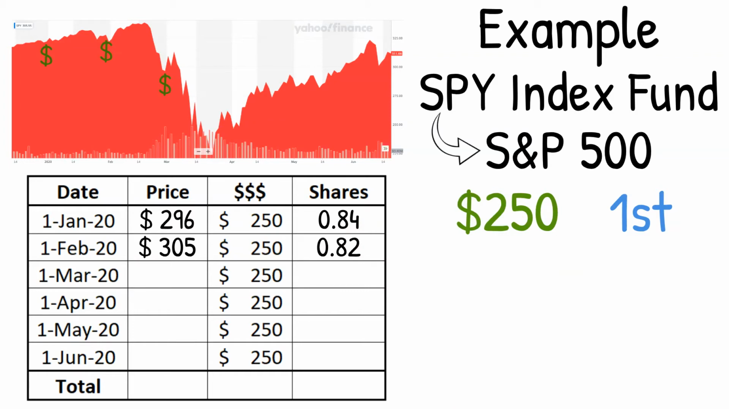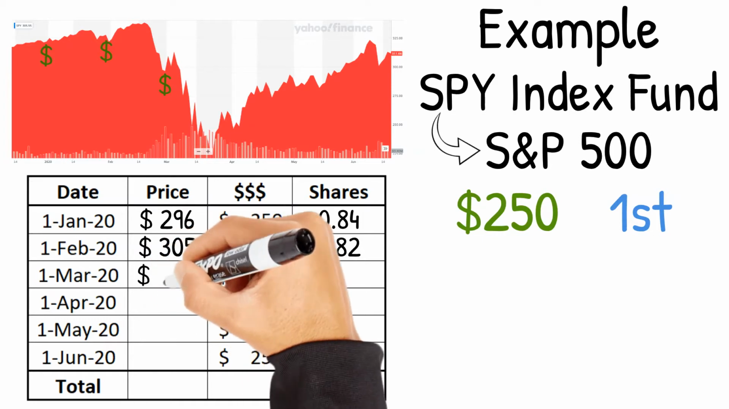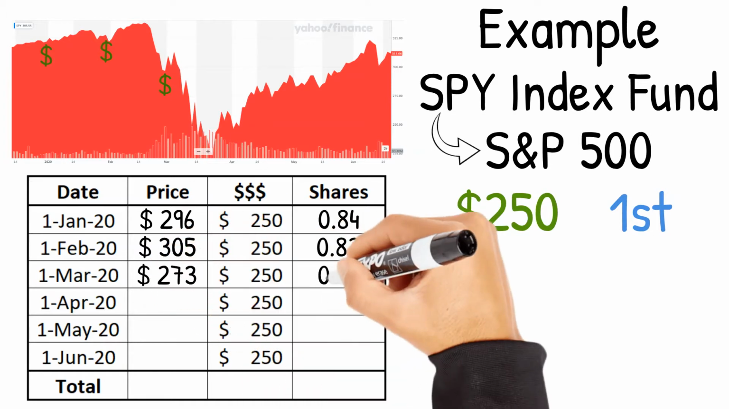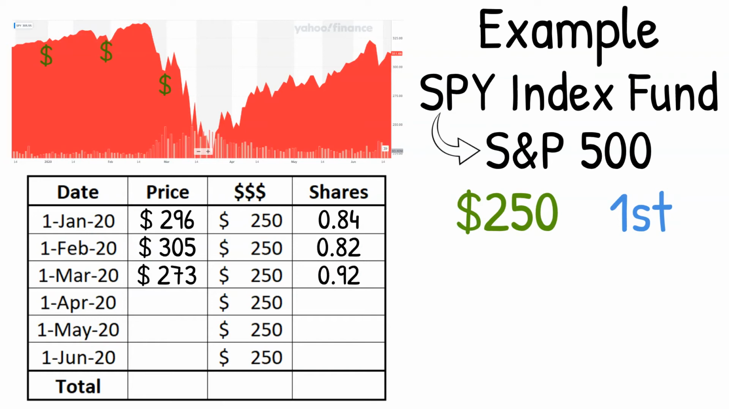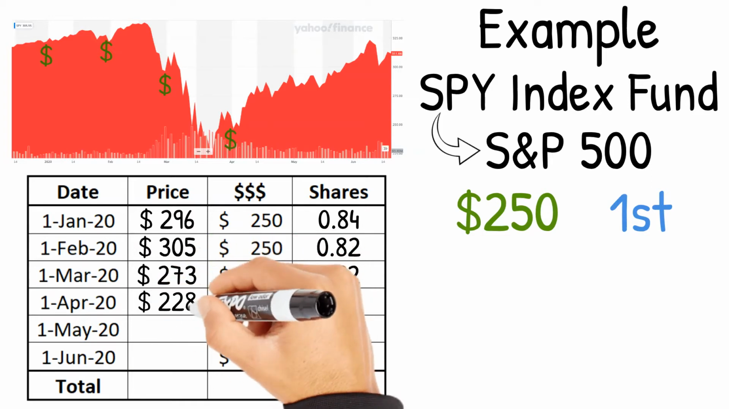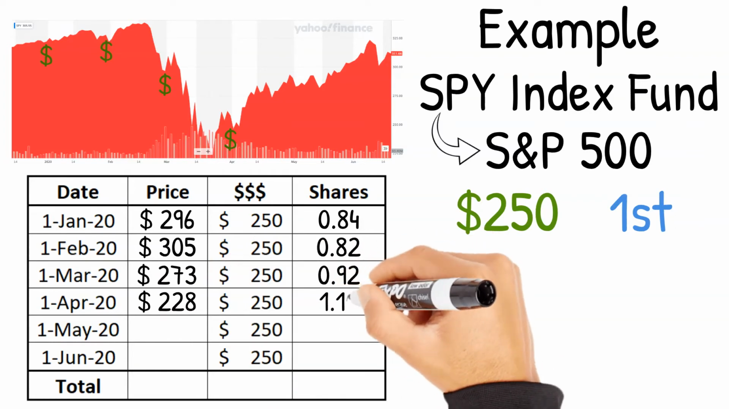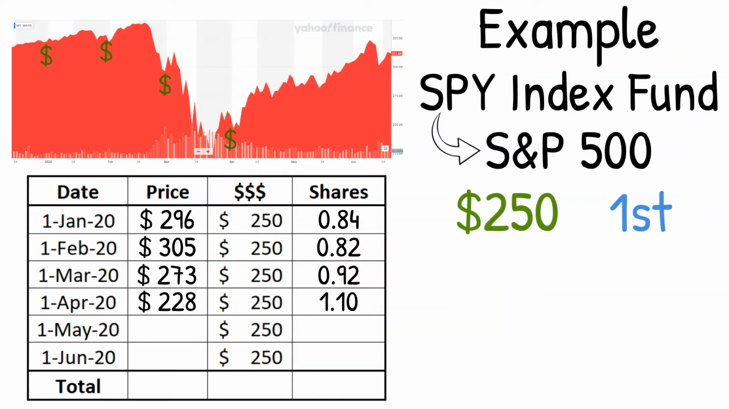In March, we start to see the market decline because of the COVID-19 pandemic, and you were able to buy 0.92 shares this month. Notice that even though you were still investing $250, you are now getting more shares for your money. The downward pressure from the pandemic continues in April, when you were able to buy 1.1 shares this month. Nice! This month, you were able to buy a full share and even a little more. This is much better than the 0.84 shares you bought in January.